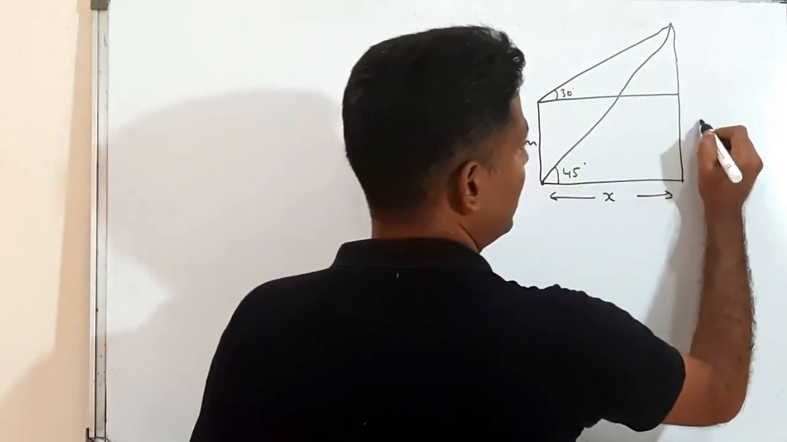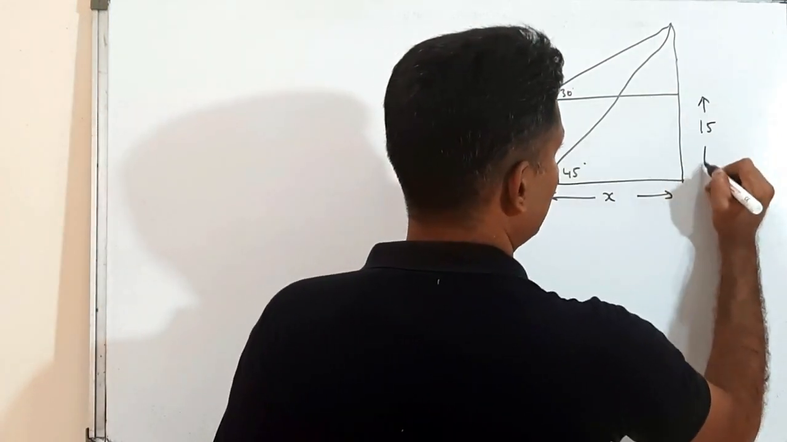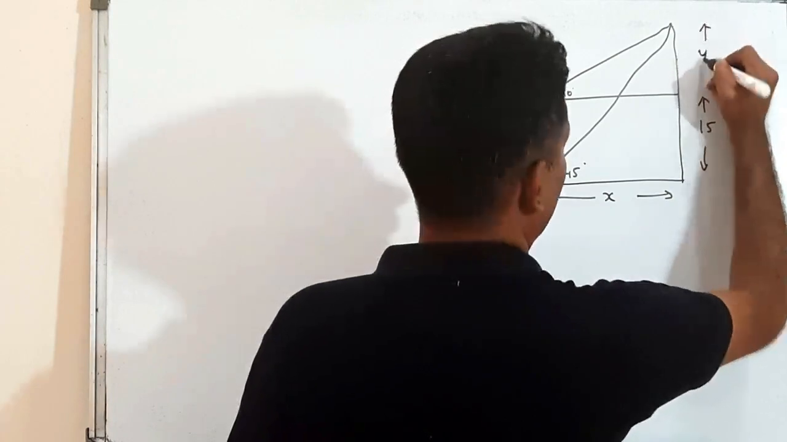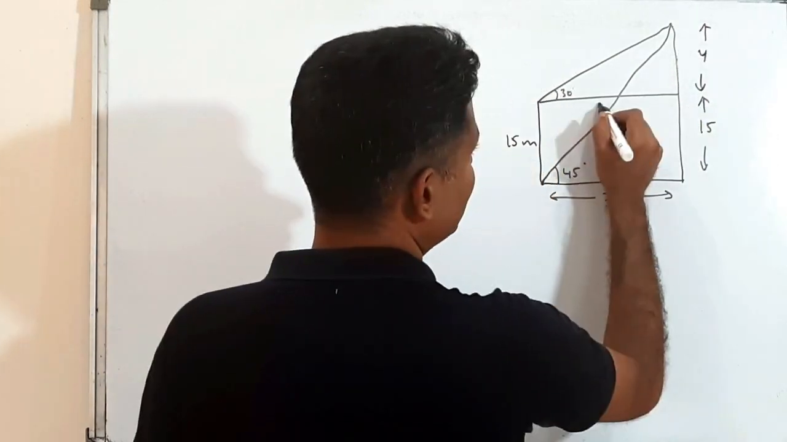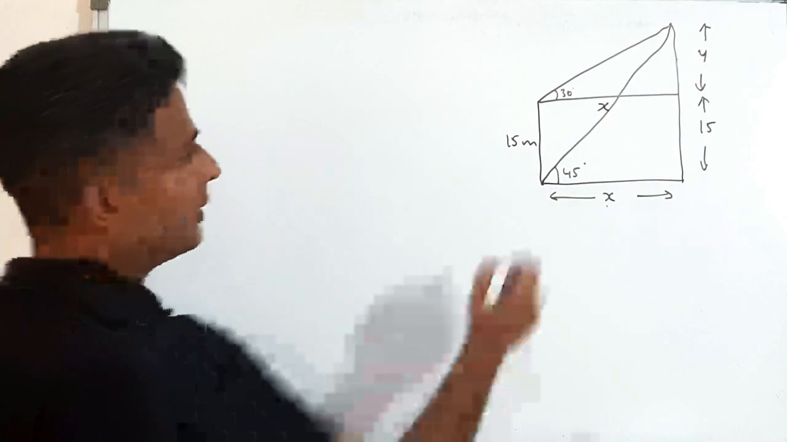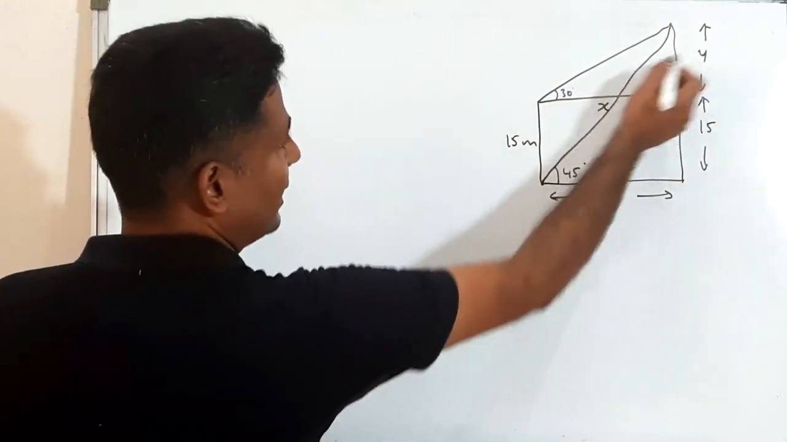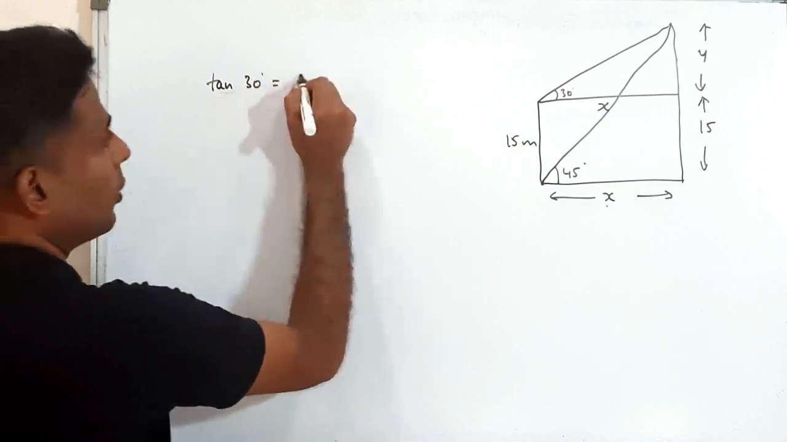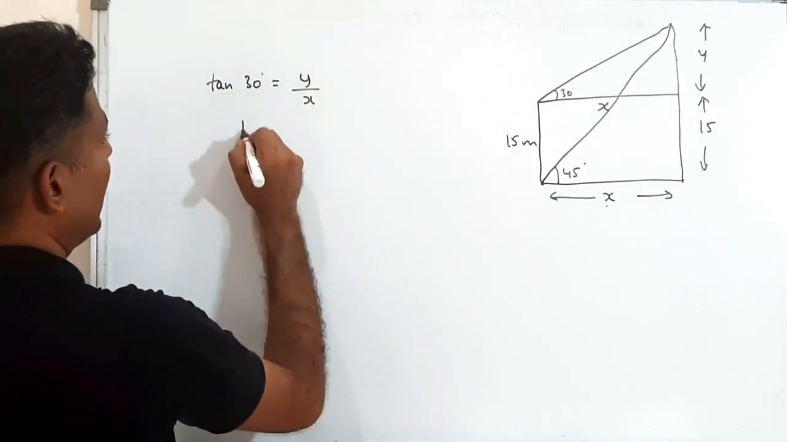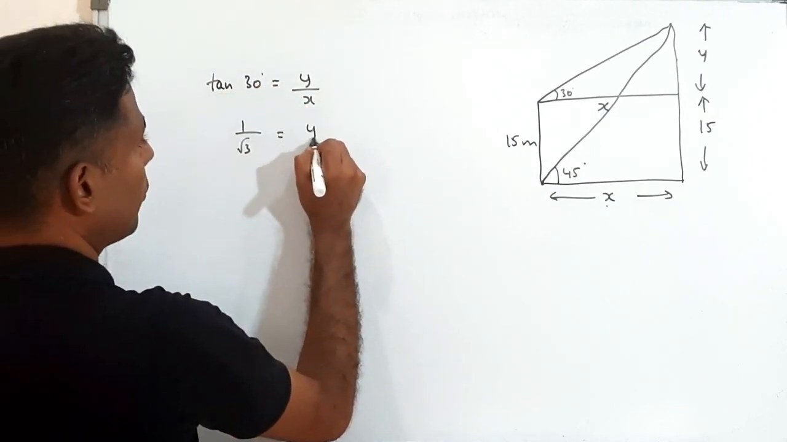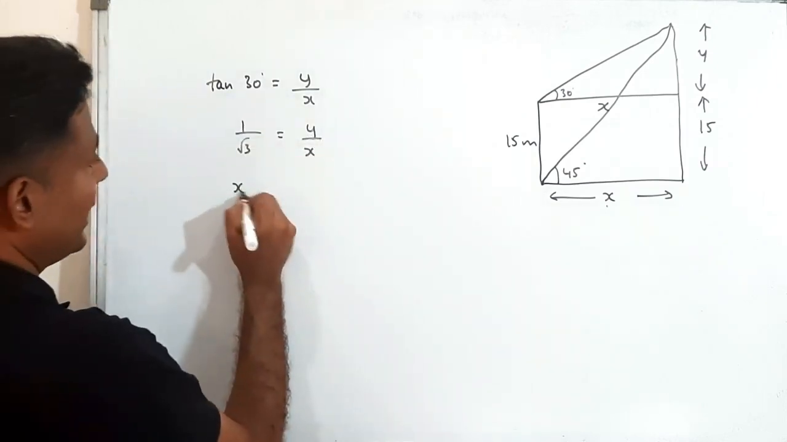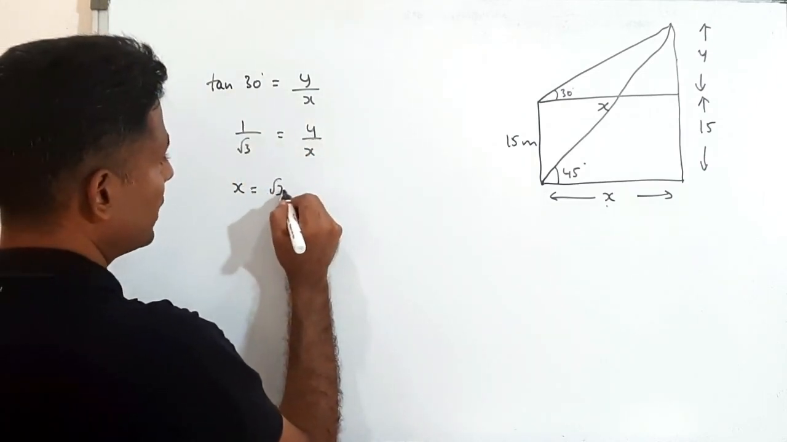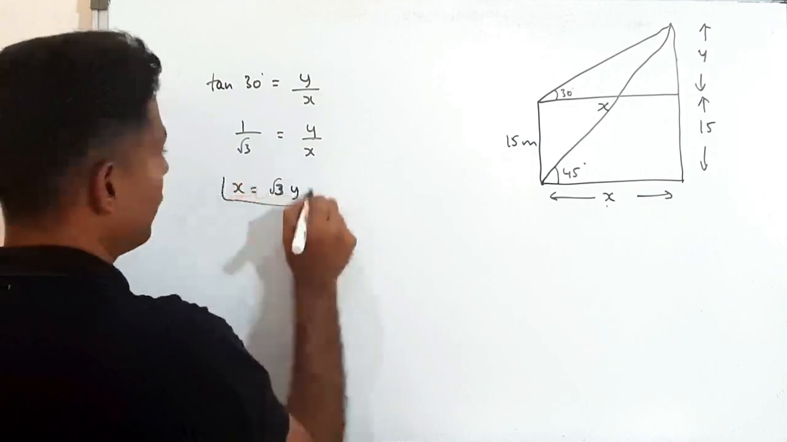If this is 15, this also will be 15, and let this be y. If this is x, this also is x, right? Now taking this triangle, tan 30 is opposite by adjacent. So tan 30 degrees equals y by x. Tan 30 is 1 by root 3, equal to y by x. So x into 1 is x, and y into root 3 is root 3y. So we got one equation.